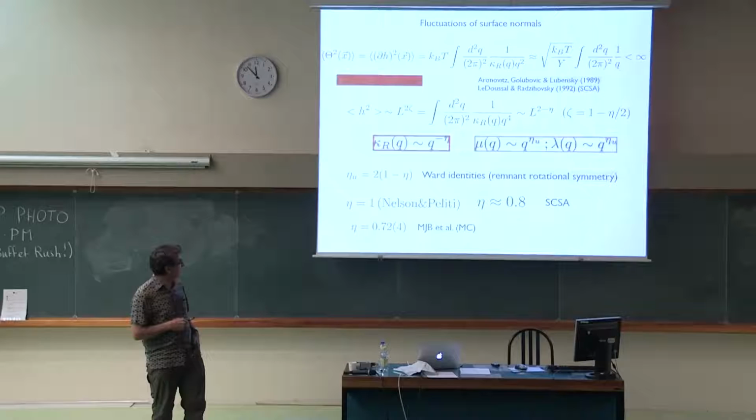The running of the shear modulus is controlled by an exponent eta u. There are Ward identities that relate eta u to the roughness exponent eta. So you can determine everything once you have eta. As I said, eta is 1 in the Nelson-Peliti calculation. The self-consistent screening approximation, which looks at the running of the shear modulus as well, gives eta about 0.8. A long time ago, we measured this in large-scale Monte Carlo simulations. We get about 0.72, and so on.